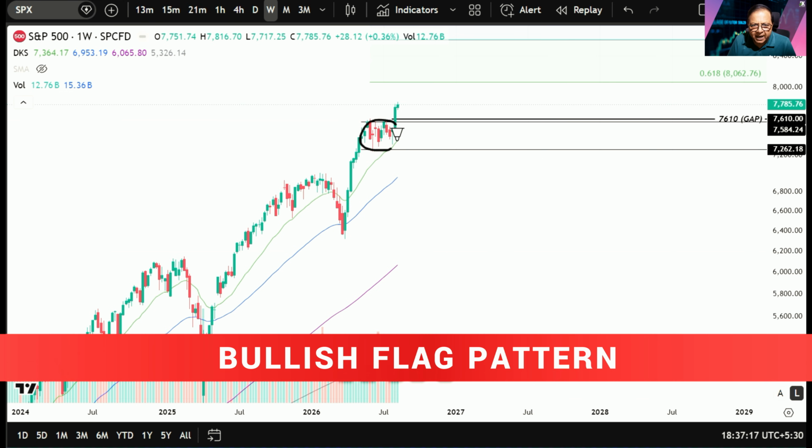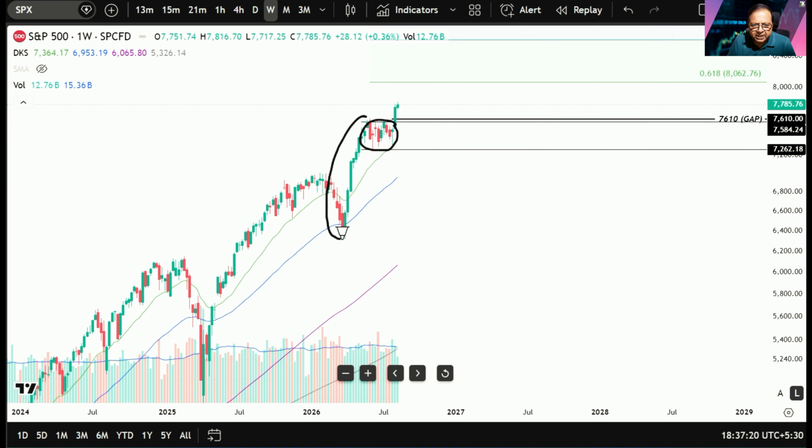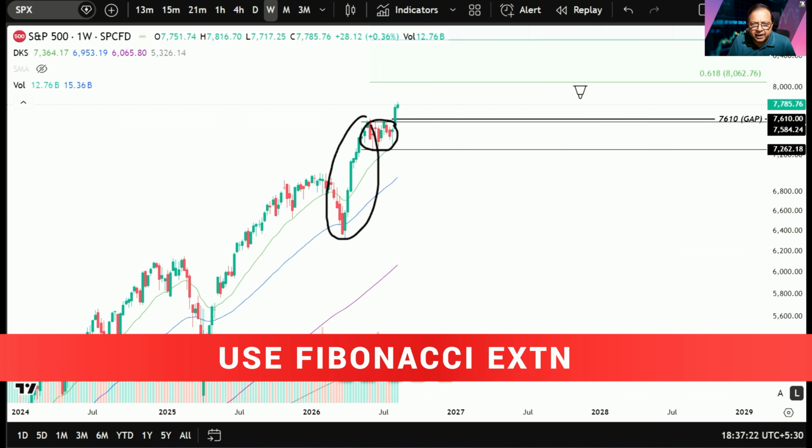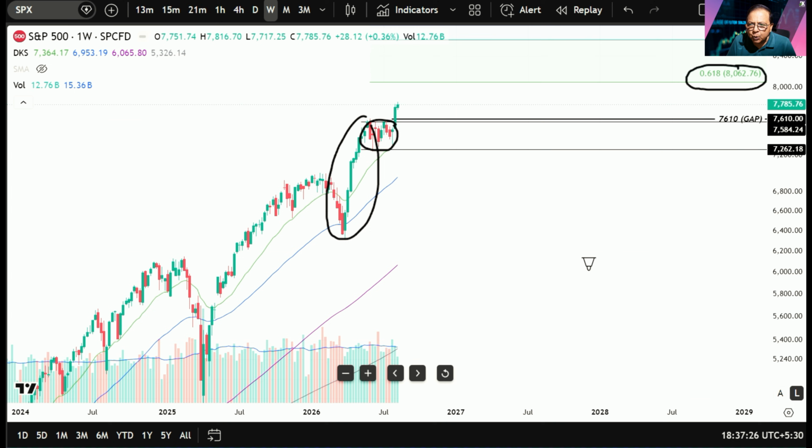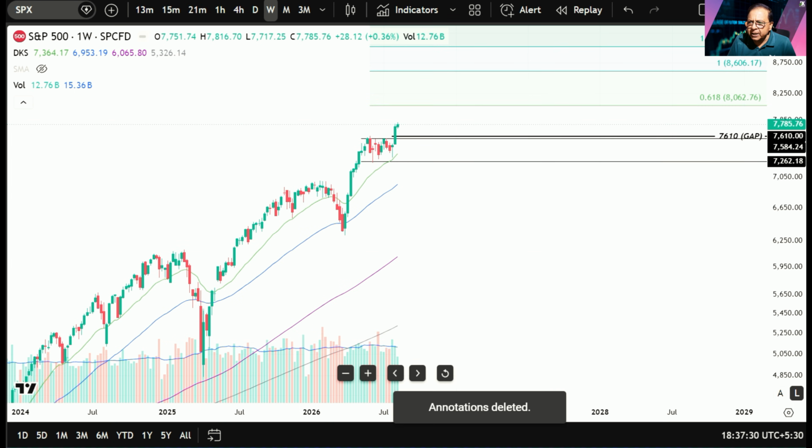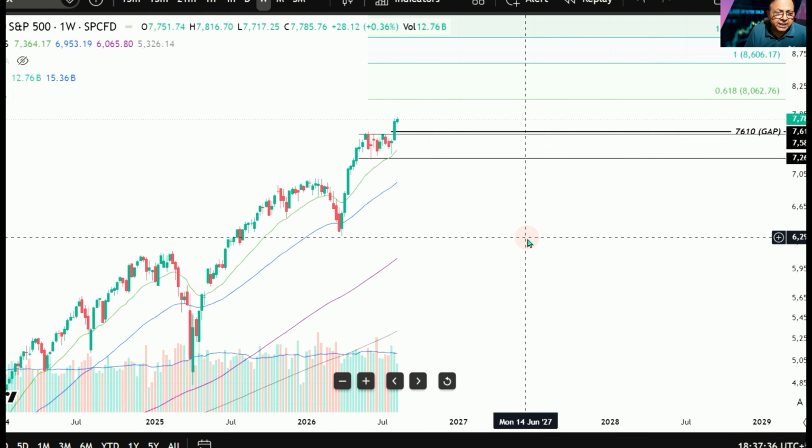Considering the bullish flag, if we use the Fibonacci extension tool and project the target, 61.8% expansion comes at 8,062, while 100% expansion comes at 8,606. So these are the potential targets of S&P 500.